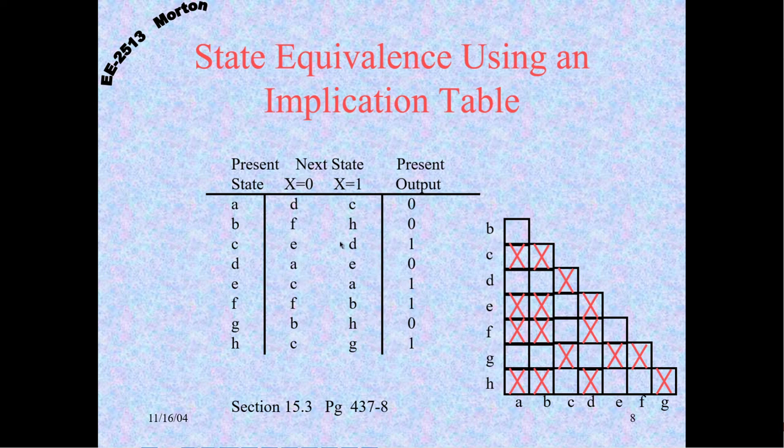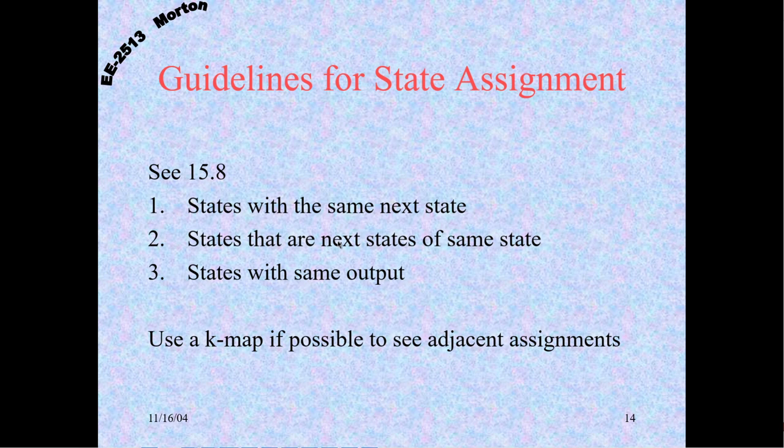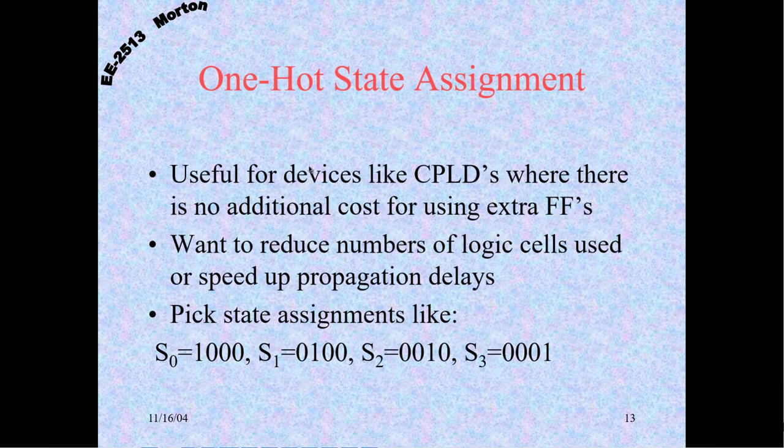That's the second rule. The second rule tends to be a lot easier to identify and to implement, because states that have the same next state, unless they have different outputs, are often eliminated. All right, and then finally our rule, states with the same outputs should have adjacent assignments. So you take these rules, and as best you can, you create a K-map with your flip-flops as your variables, and you then try and assign your states based on the flip-flops. And I'll show that to you later. I think I have a problem where I actually did that, and I'll demonstrate it. But that's the guidelines.